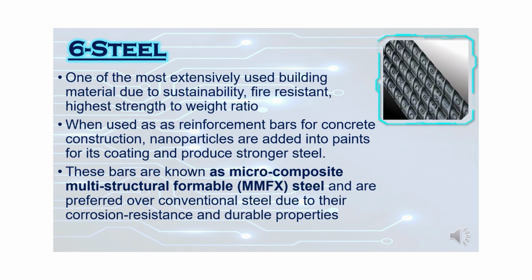The sixth construction material is steel, which is the most extensively used building material due to its sustainability, fire resistance, and high strength to weight ratio properties. They are used as reinforcement bars for concrete construction, and inside these bars, their paint coating can be incorporated with nanoparticles to produce stronger steel. These bars are known as micro-composite multi-structural formable steel, and these are preferred over conventional steel due to their corrosion resistance and durable properties.